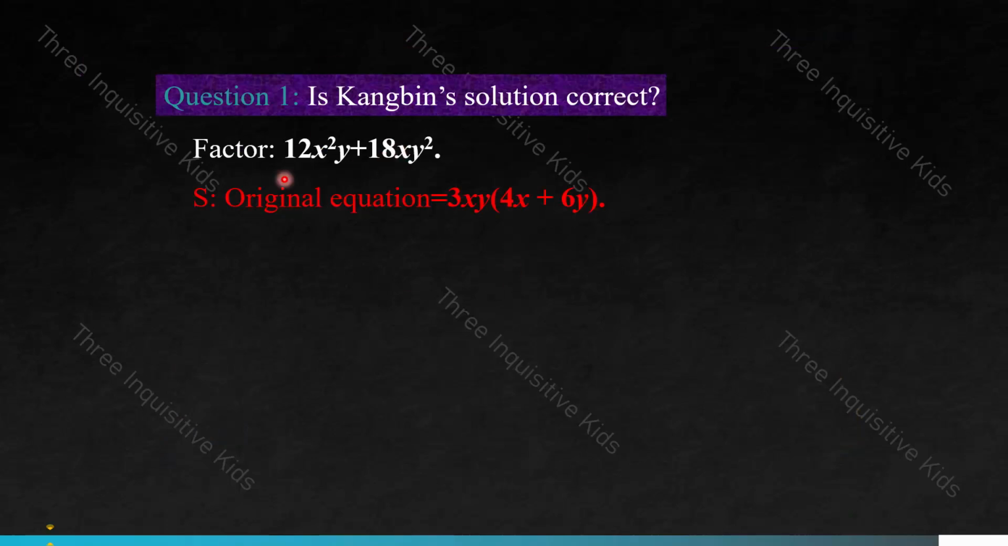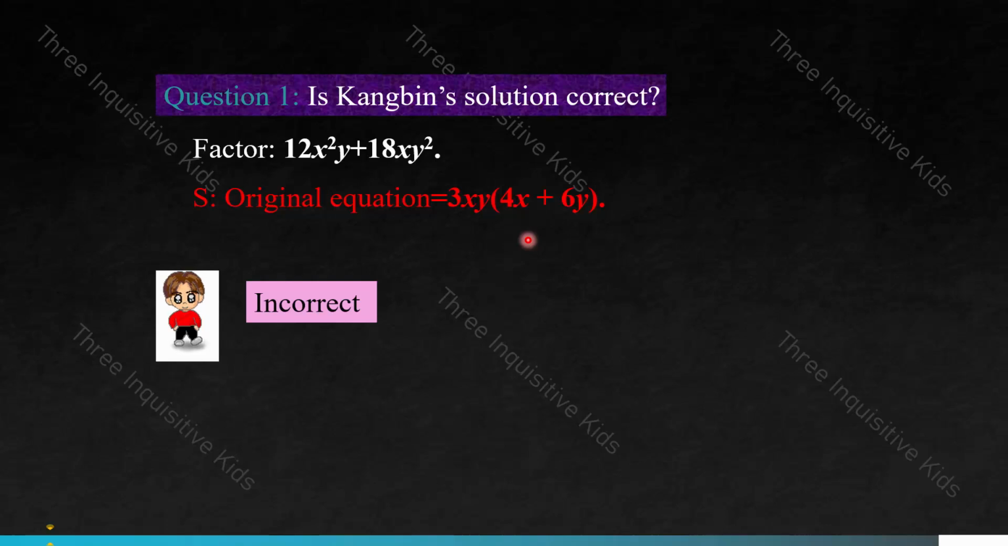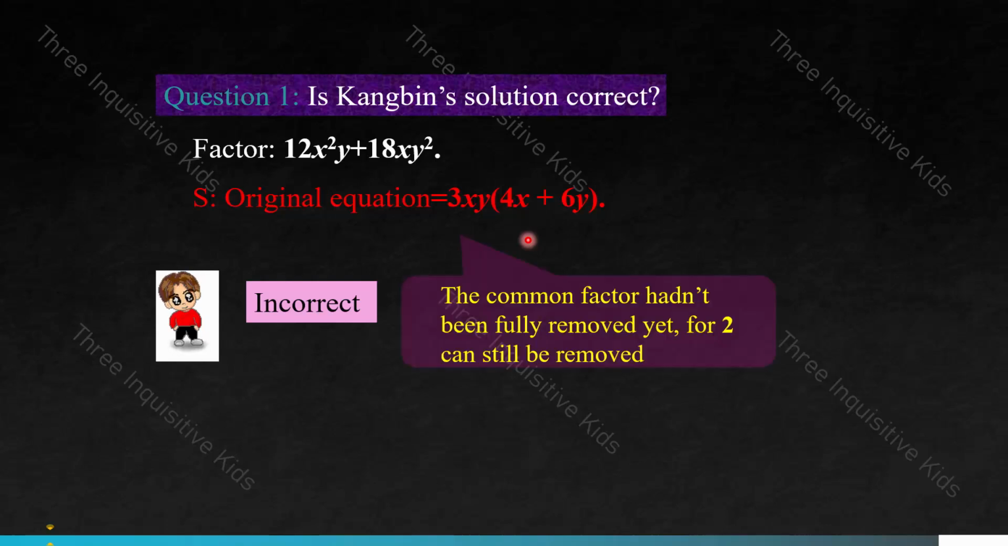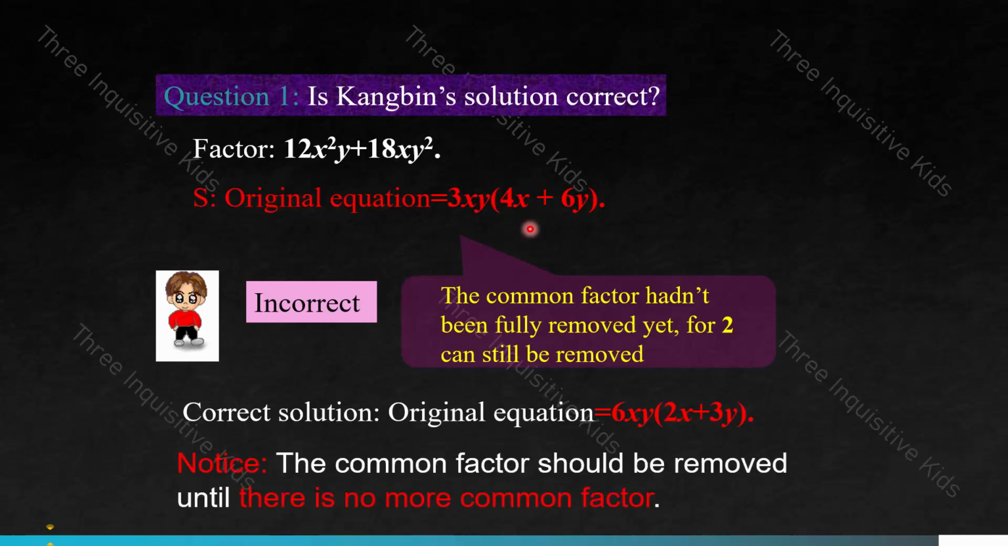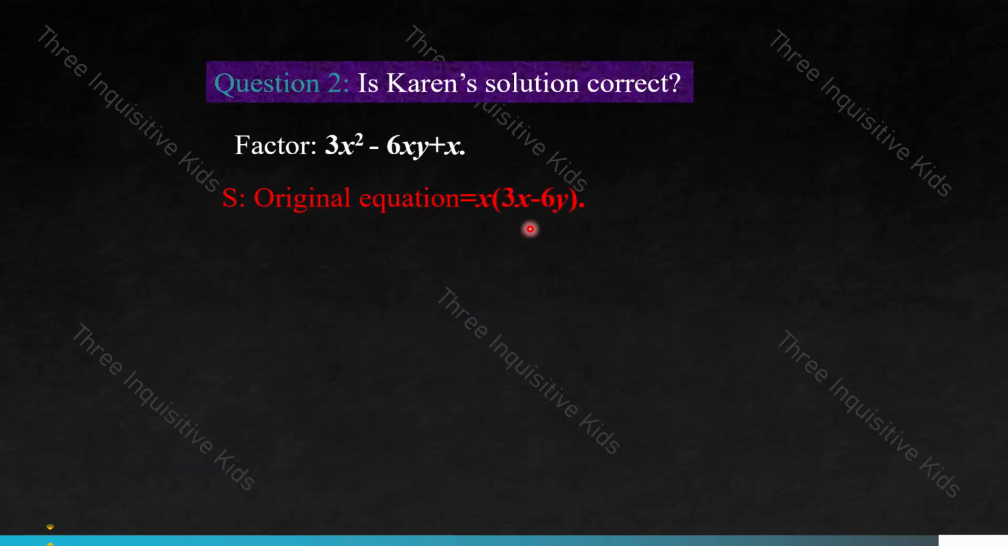Let's look at how one student factored this expression right here. The original equation was equal to 3xy times 4x plus 6y, so the common factor was 3xy for the student. But actually, this is incorrect. Why? Because the common factor hadn't been fully removed yet, for another 2 can still be removed. So the correct solution would be 6xy times 2x plus 3y. Notice that the common factor should be moved completely until there is no more common factor left.